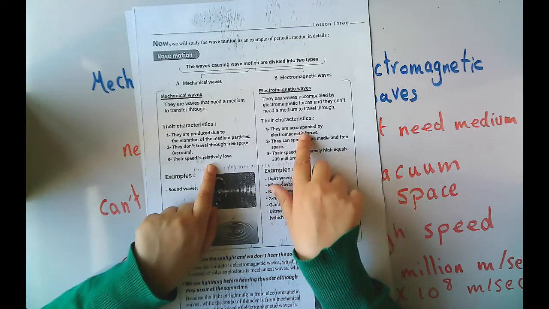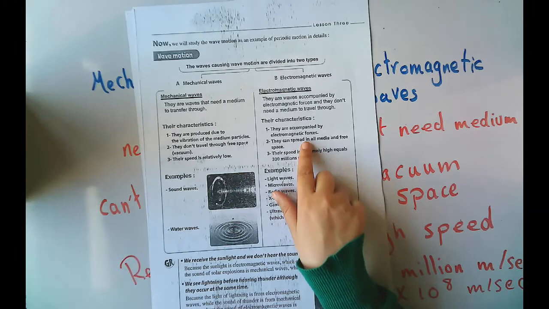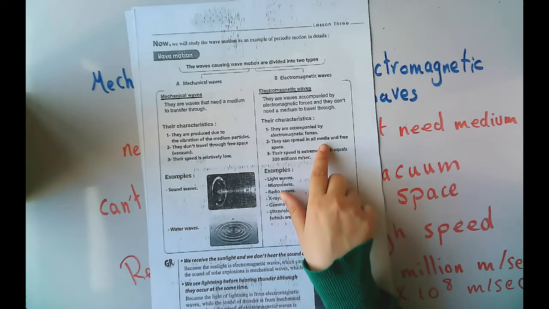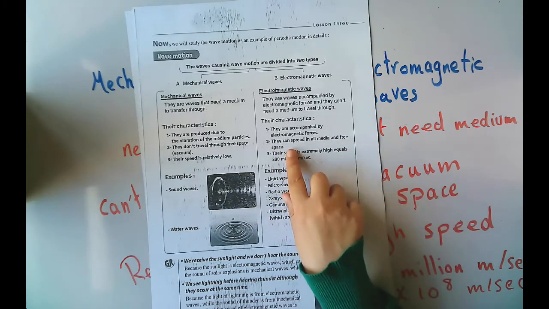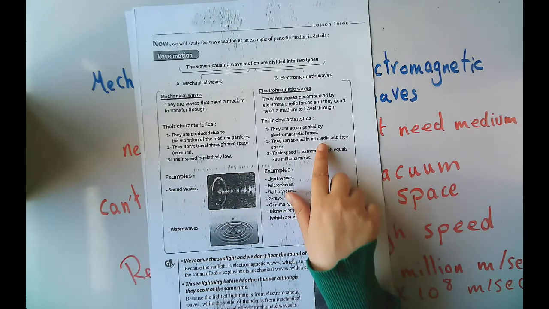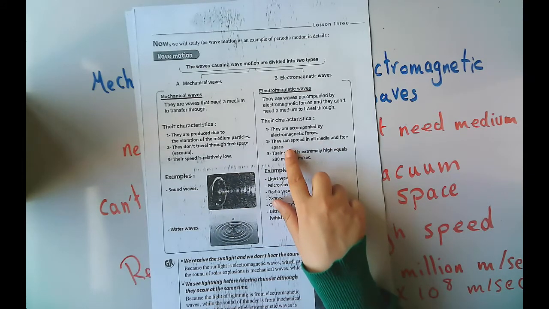Electromagnetic waves are accompanied by electromagnetic force. Their name is electromagnetic waves, so they are accompanied by electromagnetic force. They can spread in all media and also free space. They don't have any problem. They can transfer in all media, solid, liquid, and gas, and also they can travel through vacuum or free space.